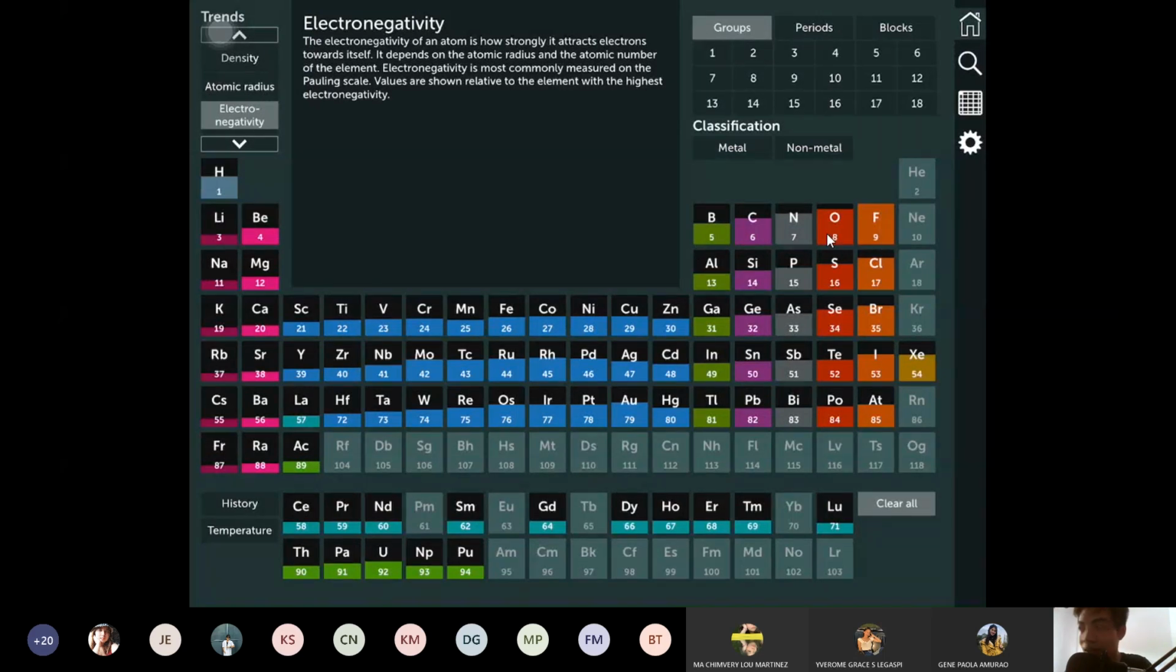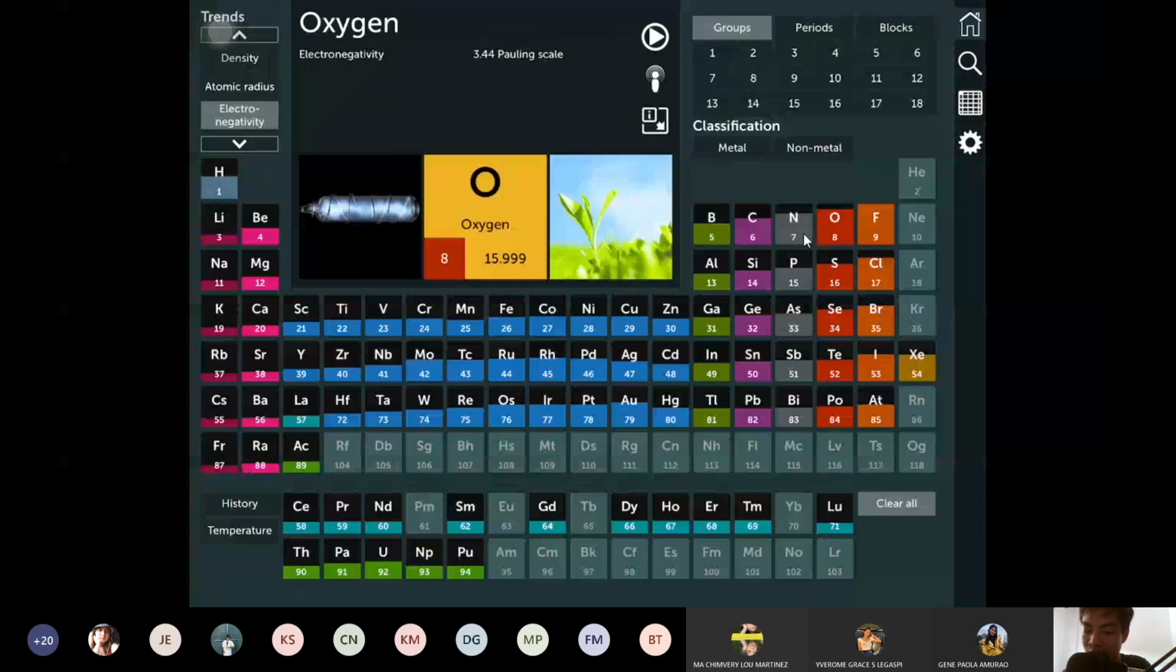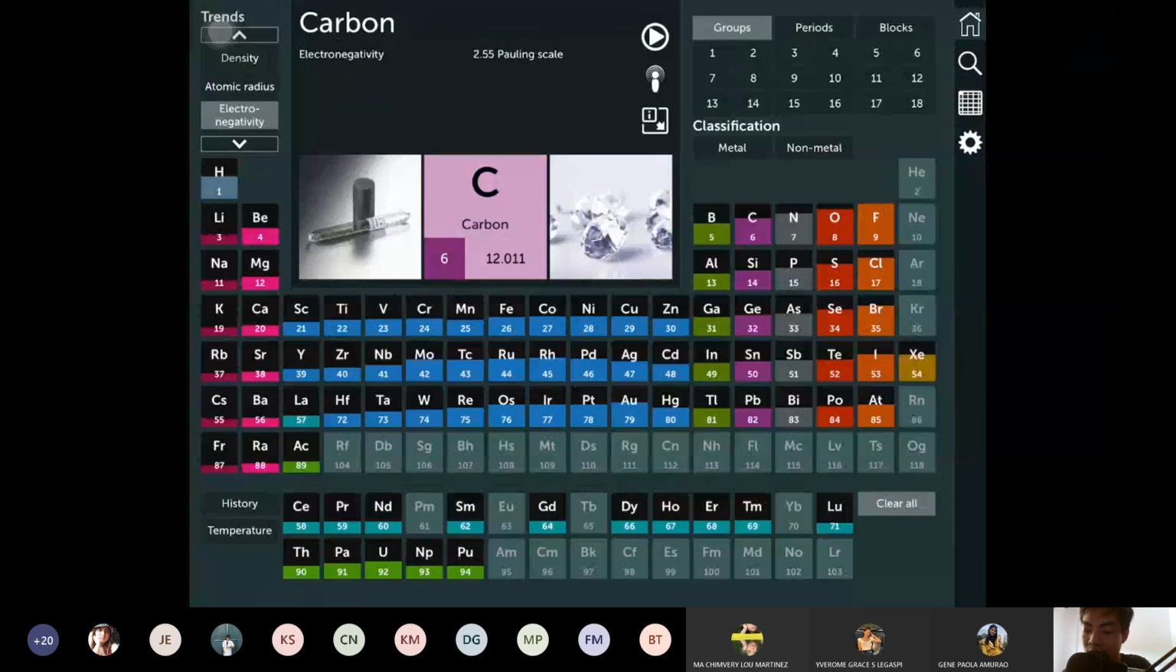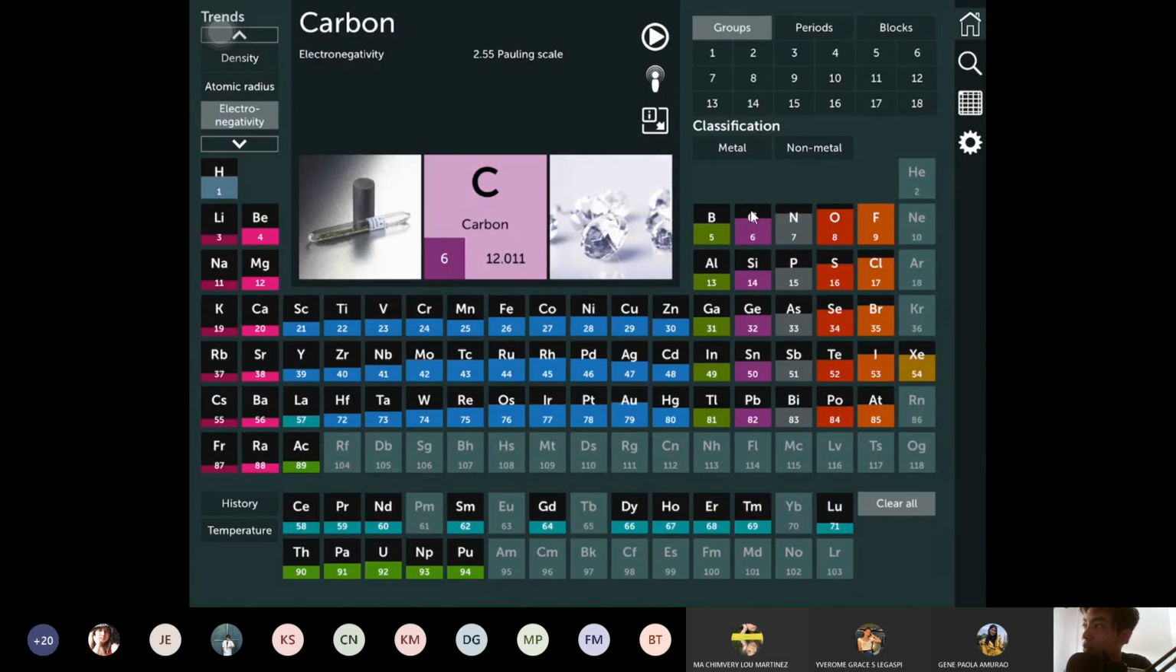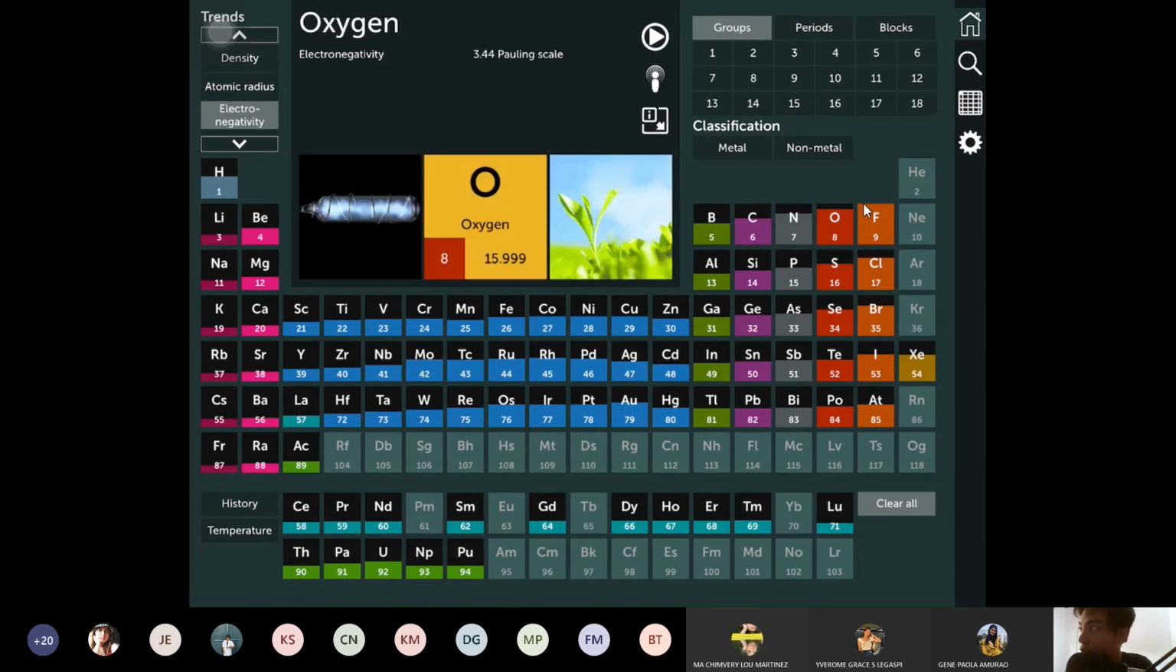Ayan, tignan nyo. Si carbon and oxygen. Why carbon is always the central atom instead of oxygen? Because of the electronegativity. Kasi looking at oxygen, it is more electronegative than carbon. Si carbon, siya yung least electronegative. Si oxygen, siya yung most electronegative of the two.